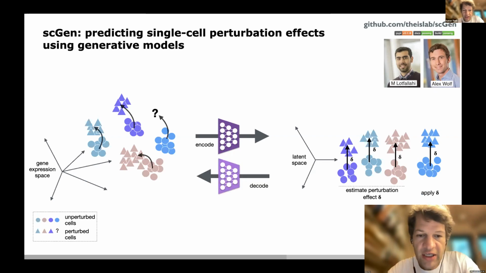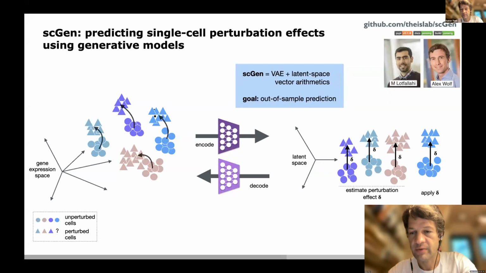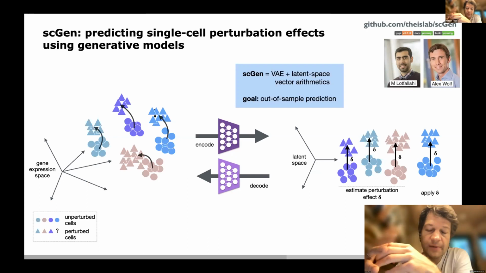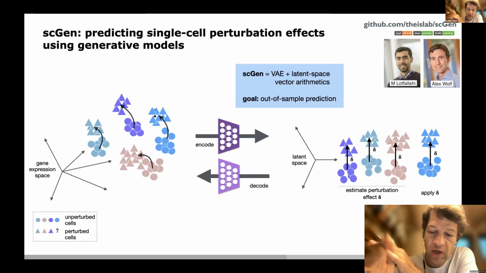And that's astonishingly powerful. So this was really working out, right? So this is what we call scGen. It's a variational autoencoder with those latent space vector arithmetics. And you can actually do out of sample prediction with that. We've been just recently extending this in a collaboration with Facebook AI towards a model where we can actually really do more complex latent space decomposition. But for now, we're doing that.